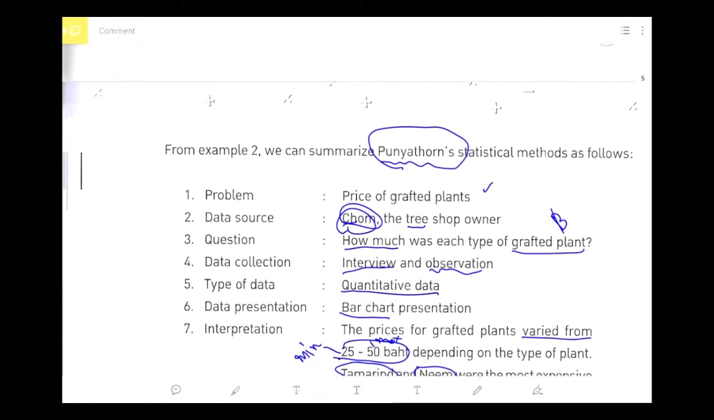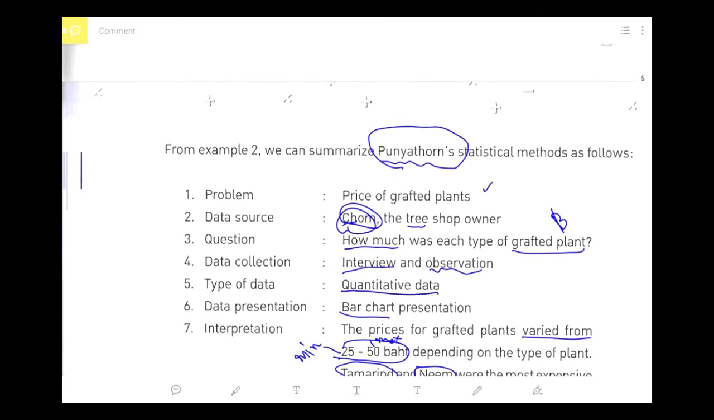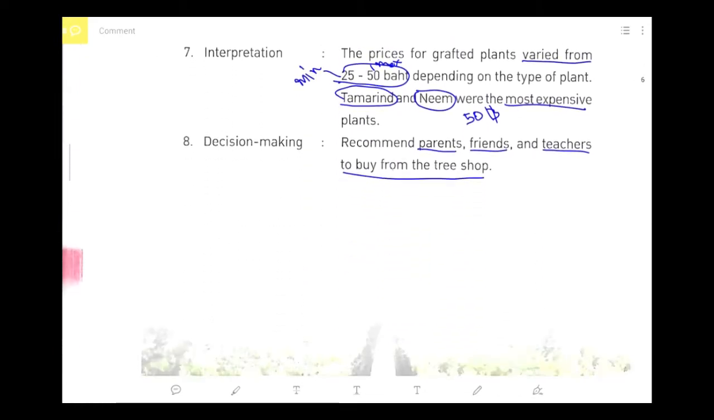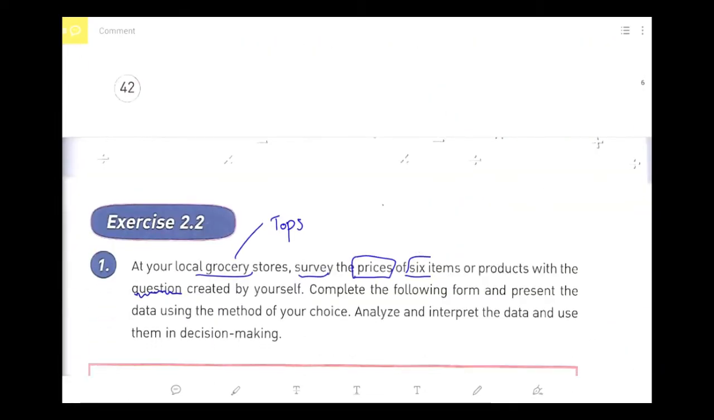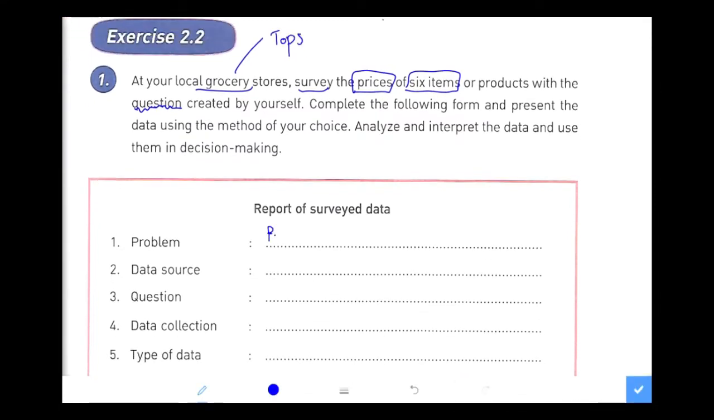His problem is the price of grafted plants. So maybe your problem would be prices of 6 items, and the data source, I don't know, maybe let's say 7-Eleven. Make it different.